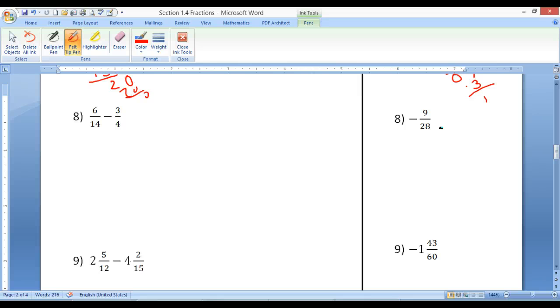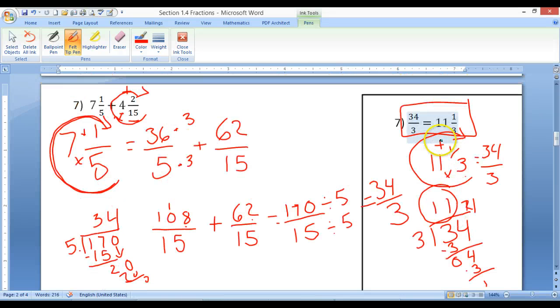6/14 minus 3/4. Okay, so now I need to find what these both go into. Oh, I need to address something really quickly. Some of you may say, why did I have to simplify in this one right here? I had to divide by 5. Why did I have to divide by 5 when previously I had said if you find the least common denominator, you shouldn't have to simplify? The reason for this is that we could have simplified the 62 over 15 before we moved on, but we didn't, so go ahead and simplify at the end.